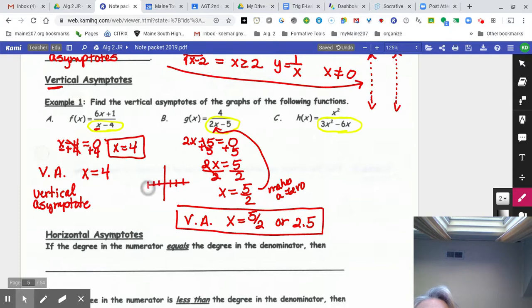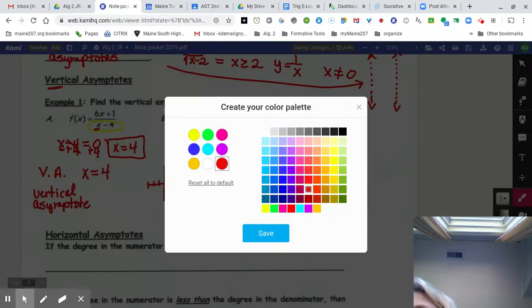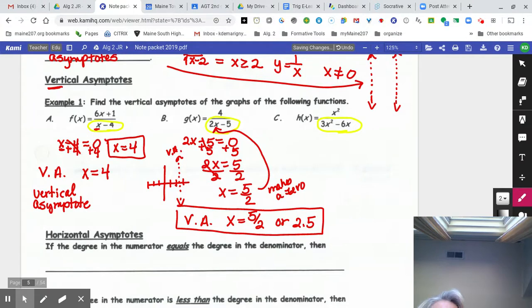So one of them will be at 2.5. So 1, 2.5. There'll be a vertical line right in between there. And that's what's called a vertical asymptote, meaning your graph is going to get closer and closer to it. I'll give you a quick little picture about what it looks like also. Let's go with purple. So it's going to do something like this. It's going to go closer and closer to it in both directions. So it's going to look like this.